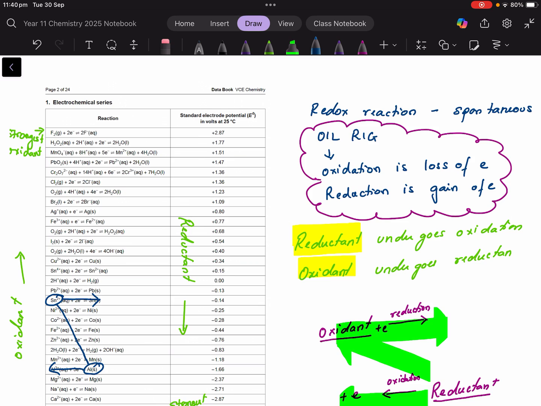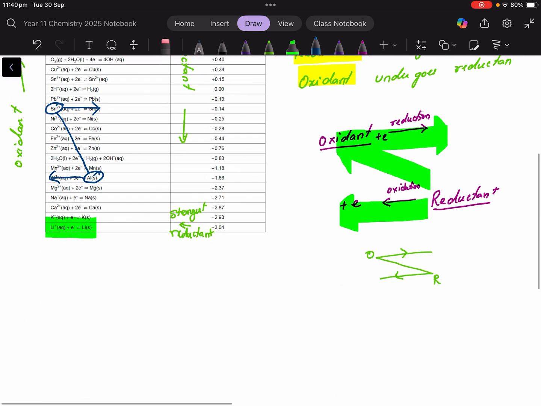Now I could have the two half equations in two separate cells and make a galvanic cell out of it, which you should be practicing with the different equations over here.